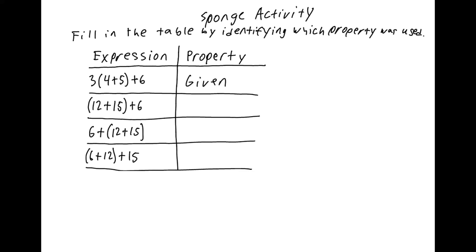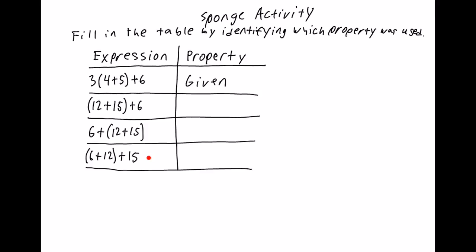Alright, now time for the sponge. I want you to fill in this table here by identifying which property was used. We've got an equation here, and then it's changed in 3 different ways. It's changed to this, then from there it's changed to this, then from there it's changed to this. And for the steps that were used, I want to know what property was used.